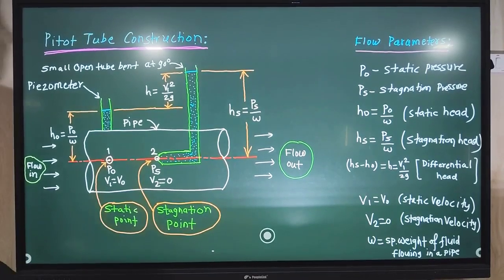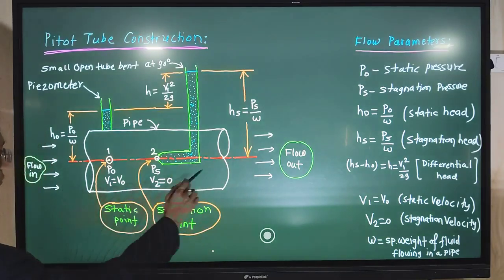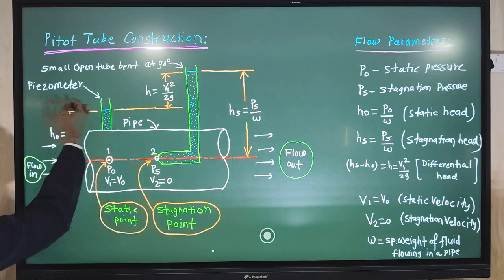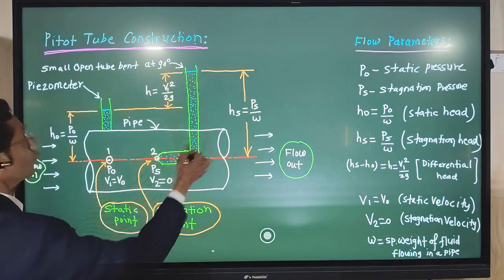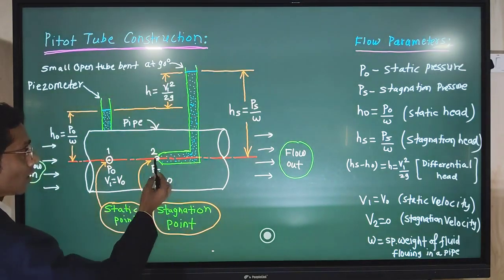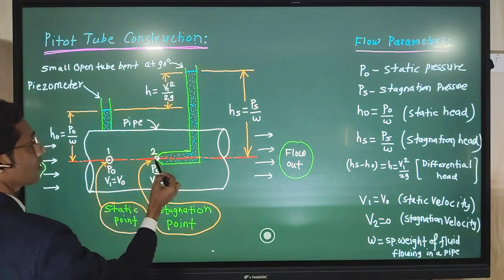This is a schematic diagram of the Pitot tube construction. Here this is a pipe through which fluid is flowing. This is the upstream side, this is the downstream side of the flow. In this pipe, this is a piezometer which is fitted, and this is a Pitot tube, that is a tube bent at right angle.